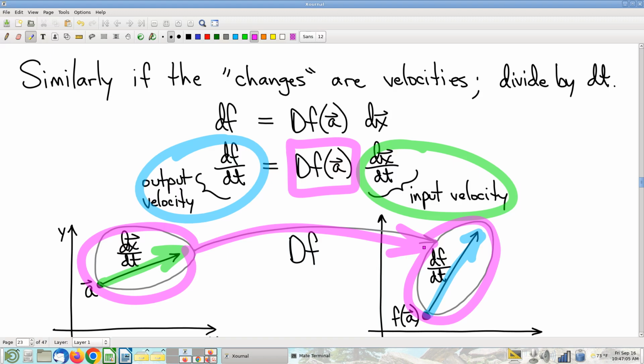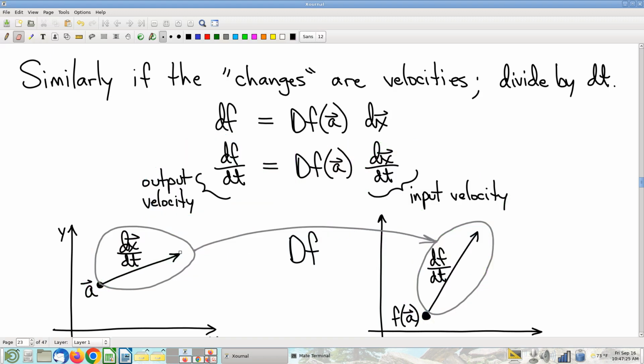And of course, the reason this works is that velocities are instantaneous. They're already limits, right? So we don't have to worry about approximations. Okay, so this is really my favorite way to think about the derivative matrix. Okay. All right.